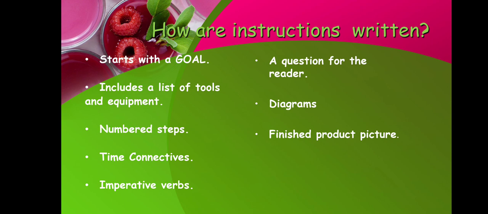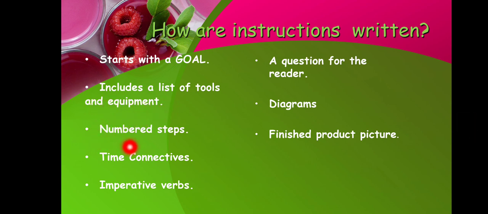Now let's see how these instructions are written. In the beginning, it starts with a goal. So there will be a title for that, like how to make Maggie noodles. For example, I'm giving you how to make Maggie noodles. Then it includes a list of tools and equipment. It can be materials and other things for making it. If it is a recipe, it will be a list of ingredients.